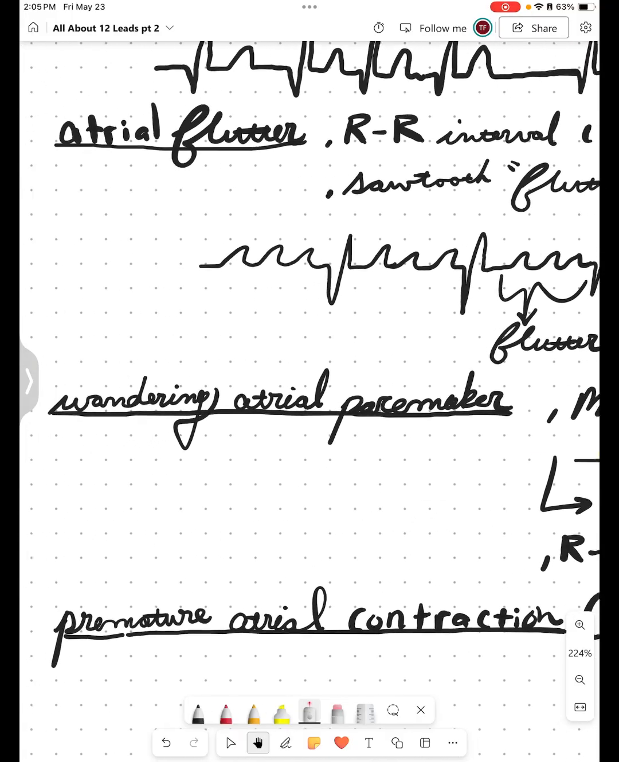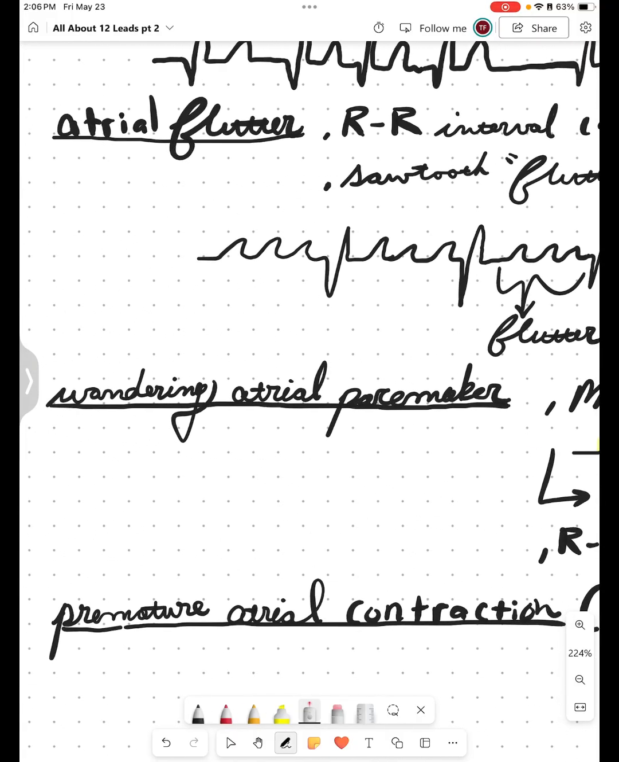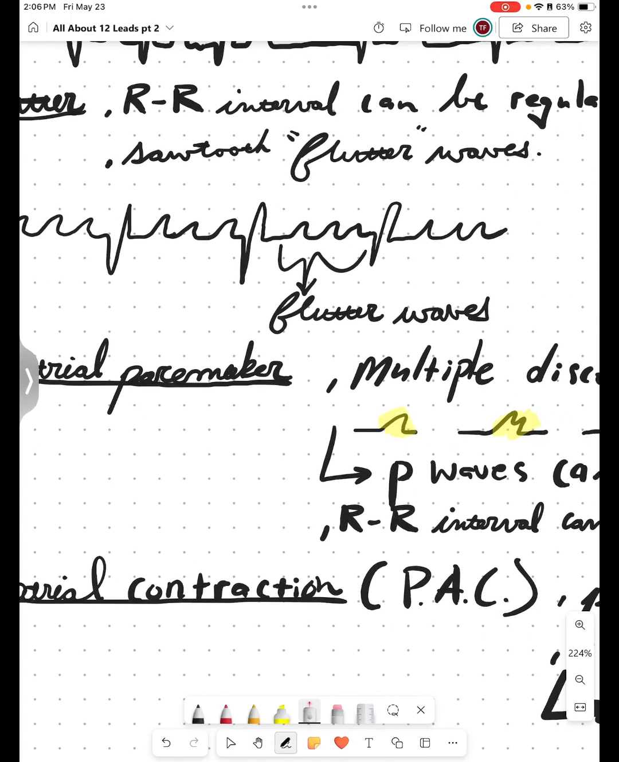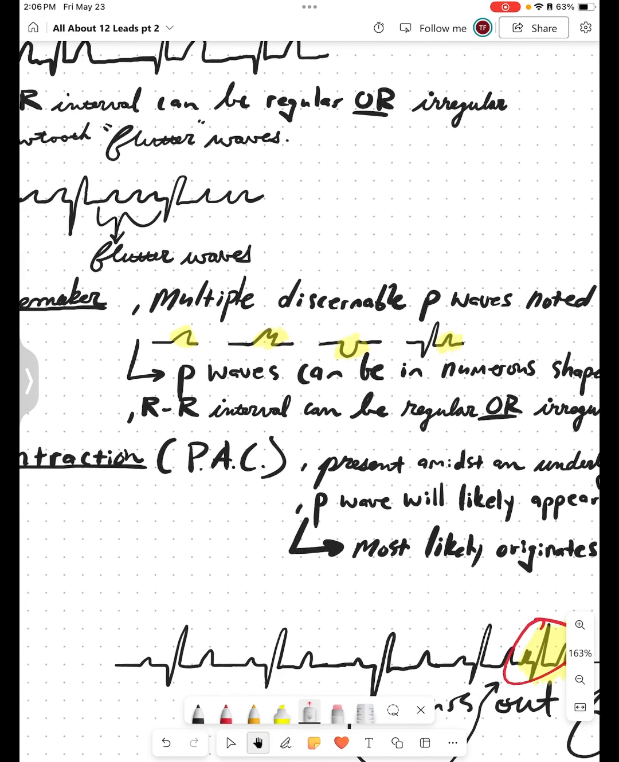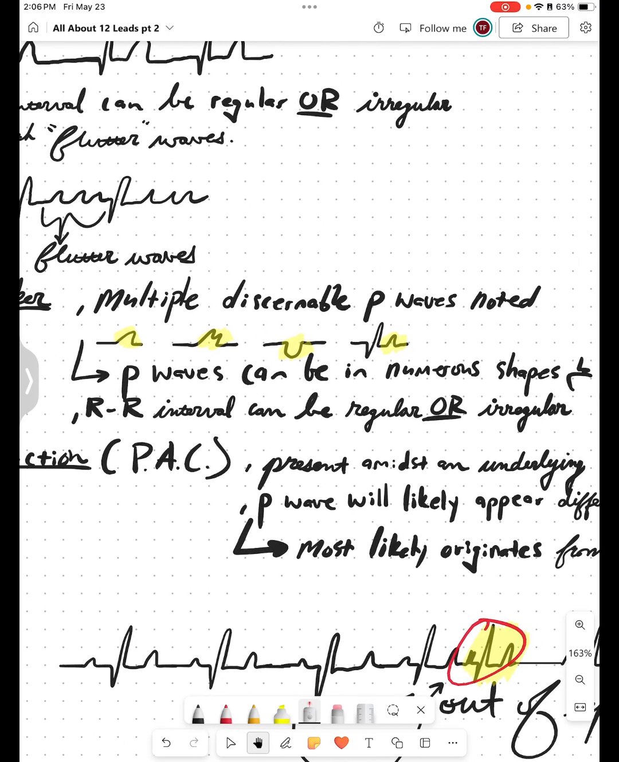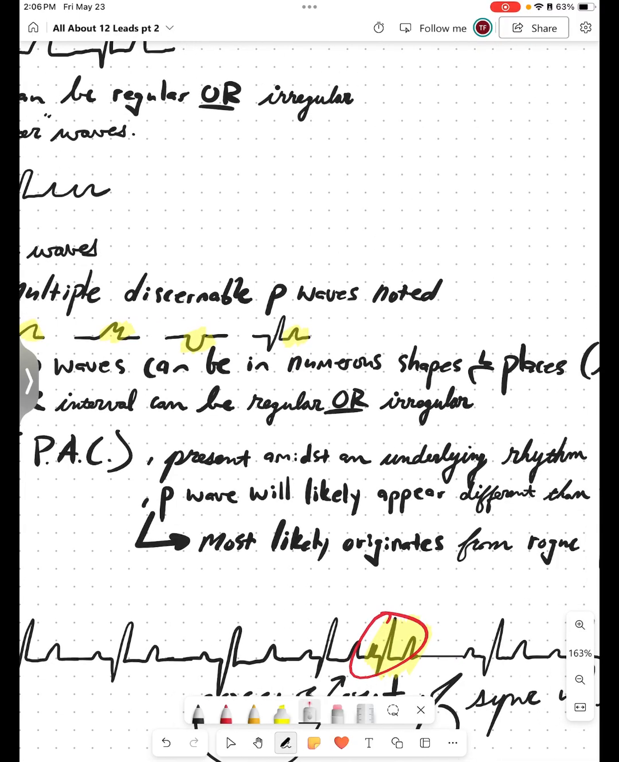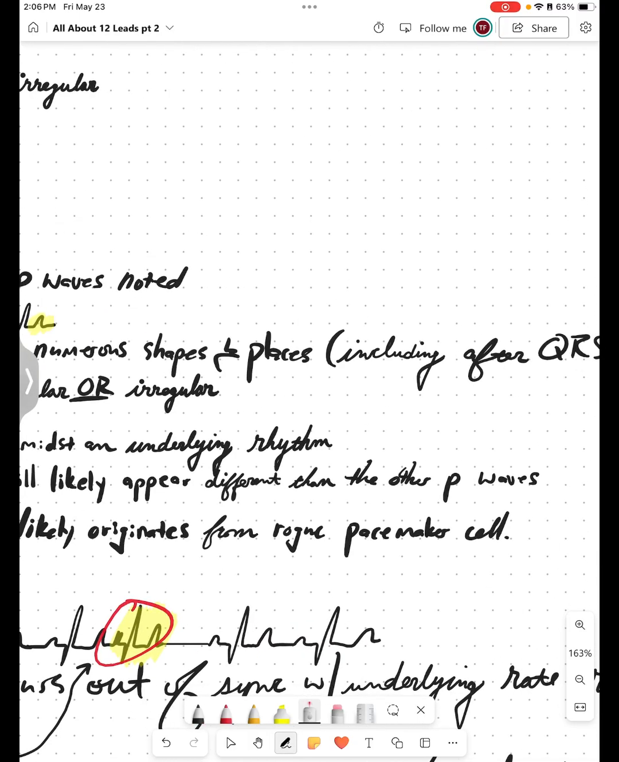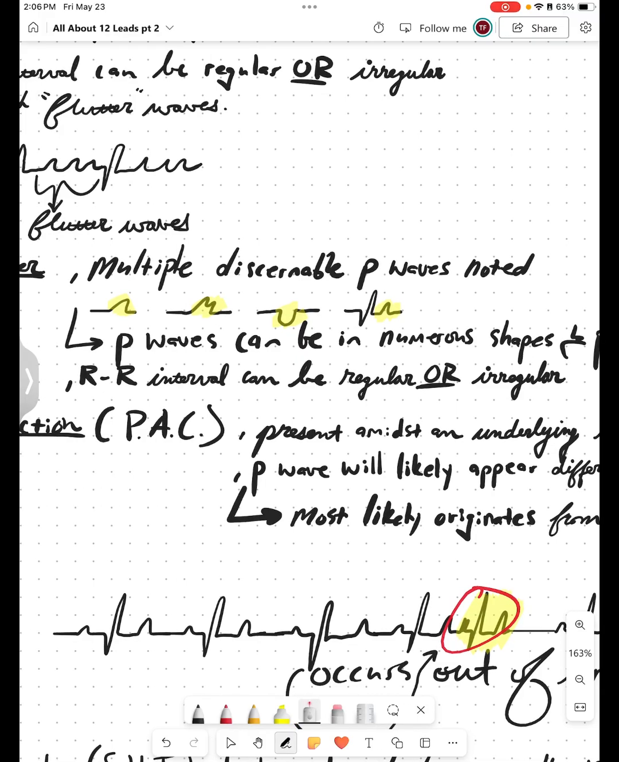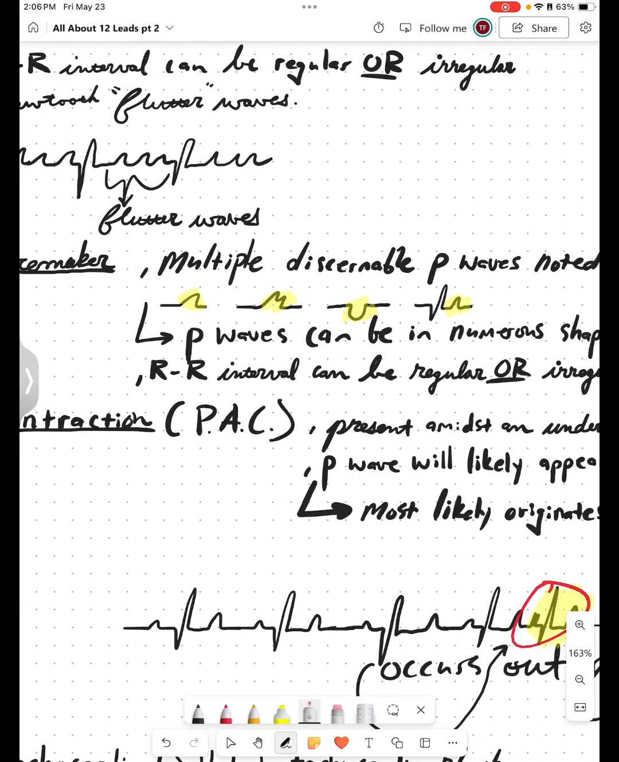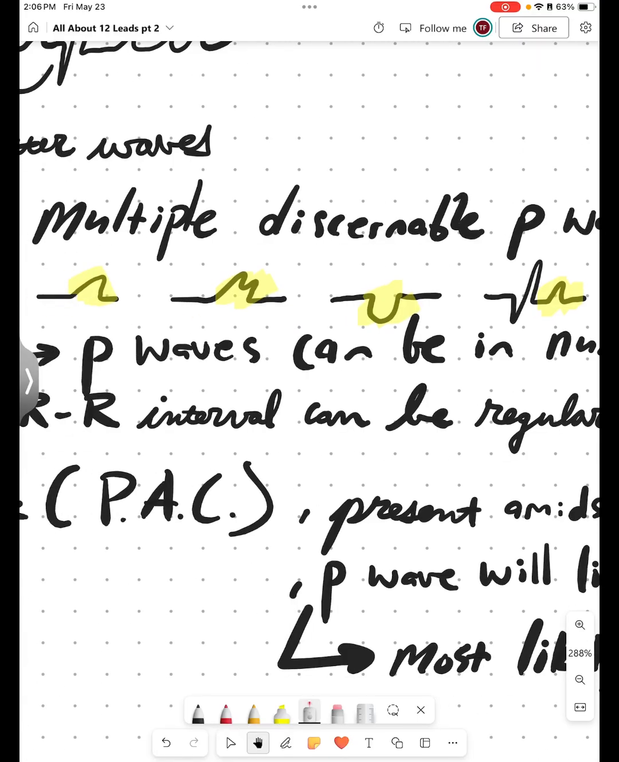Moving down the line here, we have wandering atrial pacemaker, sometimes called WAP. This is when I have multiple discernible P waves noted in a rhythm. These P waves can be numerous shapes. They can be notched. They could be flipped upside down. They could be after a QRS. They could be completely absent. And I have some depictions of what that might look like.